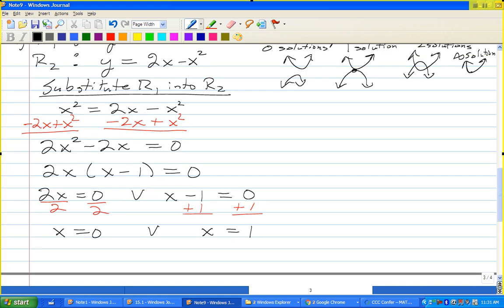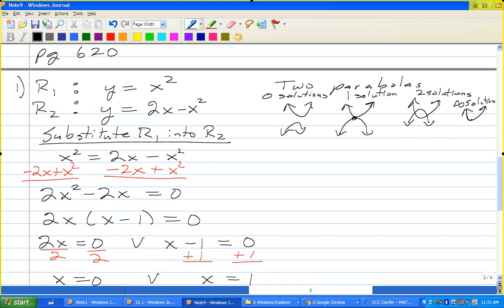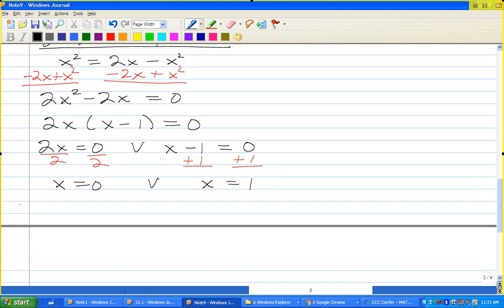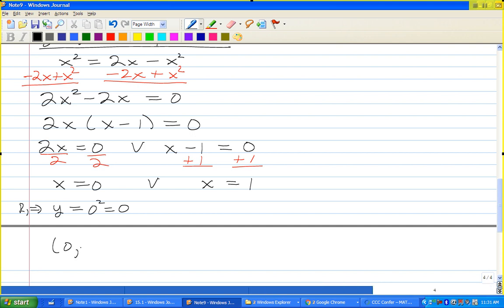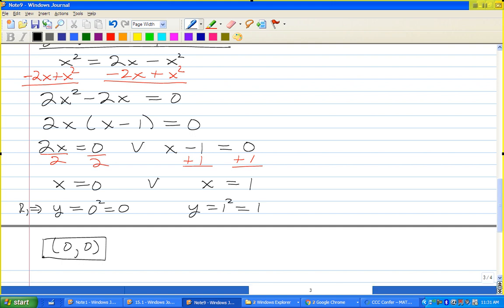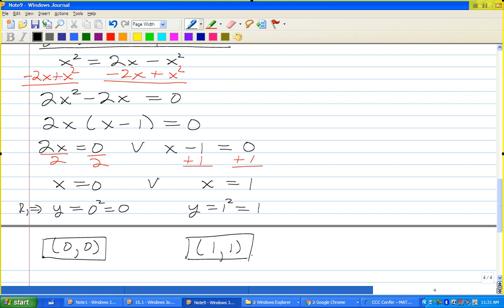Let's use R1 to figure out the corresponding y value. So y is equal to x squared. That says that one solution is (0, 0). y is equal to x squared, so my other solution is (1, 1). So in this case, I have two points of intersection, the point (0, 0) and the point (1, 1).